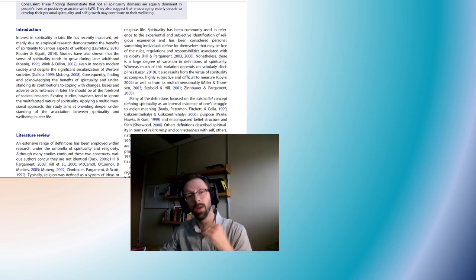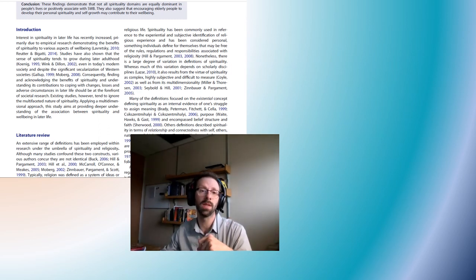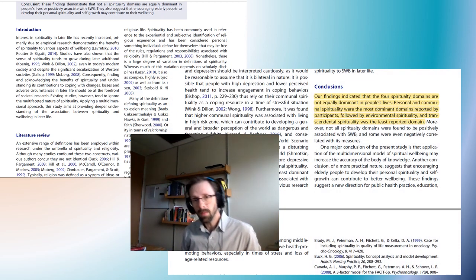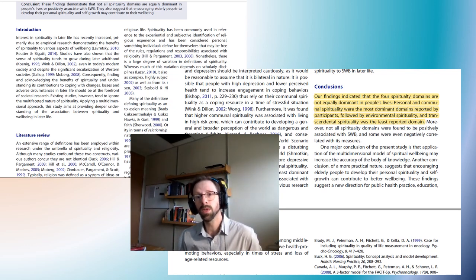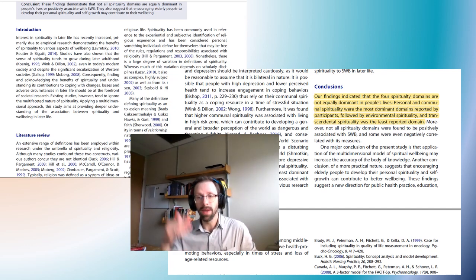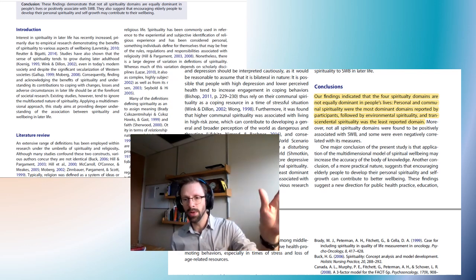Also, since it is so short, we can probably just read through the whole article, but I still recommend getting a big picture before you start digging into things like the literature review or the conclusion. So if we jump ahead to the conclusion, we see this: their findings indicated that the 4 spirituality domains are not equally dominant in people's lives. Personal and communal spirituality are the most dominant domains reported by participants, followed by environmental spirituality, and transcendental spirituality was the least reported domain. By now, you should be thinking, I wonder what these different domains are. But now, by looking at the conclusion, you can see, okay, they're talking about spirituality later in life.